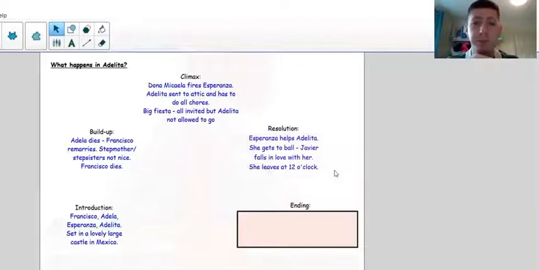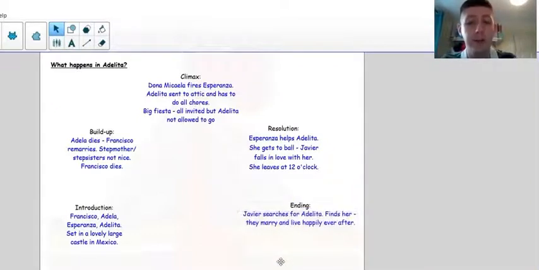Well, in the resolution, Esperanza helps Adelita. She gets to go to the fiesta, and Javier falls in love with her, but she leaves at 12 o'clock. So how is this going to end now? Is it going to be a sad ending or a happy ending? Well, Javier searches for Adelita, he finds her and says that he wants to marry her. So they marry and live happily ever after. So it is a happy ending in the end.